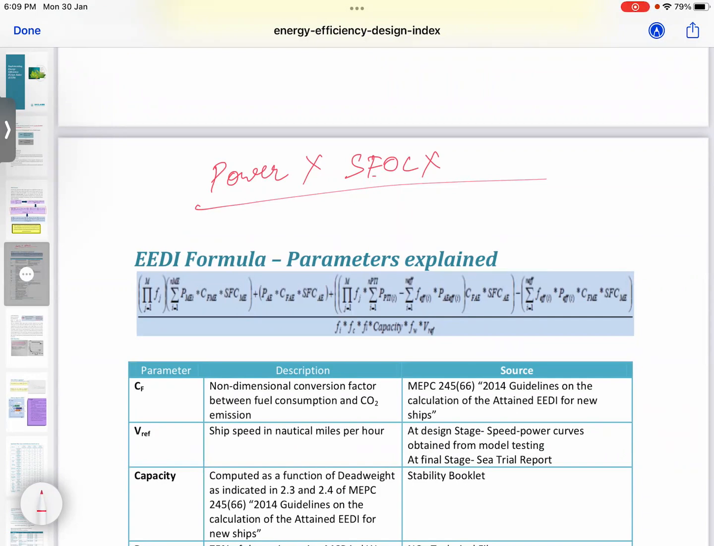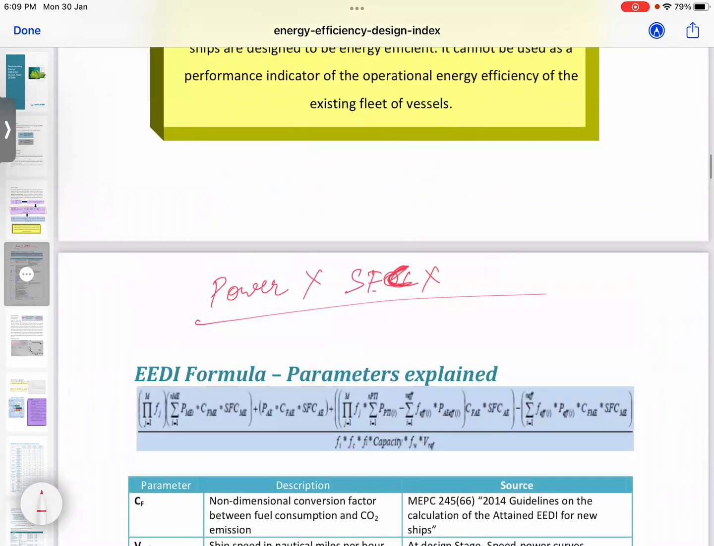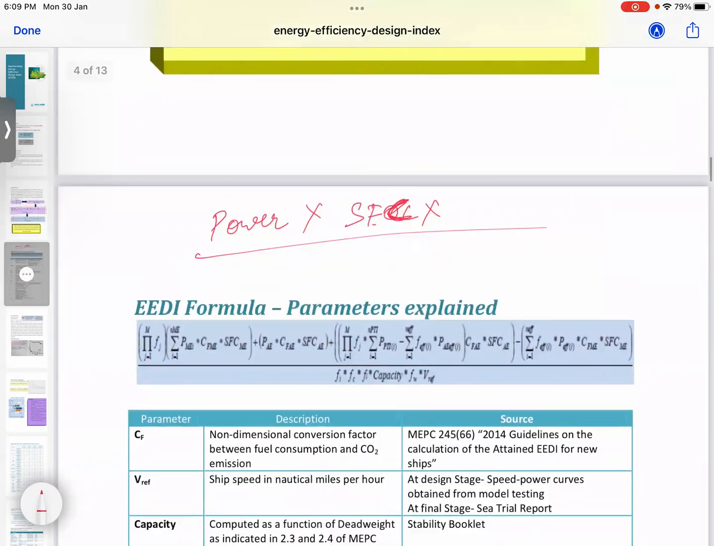Yes, sir. It means how much amount of fuel I'm burning, right? Simple maths. Power into SFOC is the amount of fuel I've burned. It is SFC generally. Okay, I will get how much amount of fuel I've burned. Any doubts until here? Now I've got the amount of fuel, right?